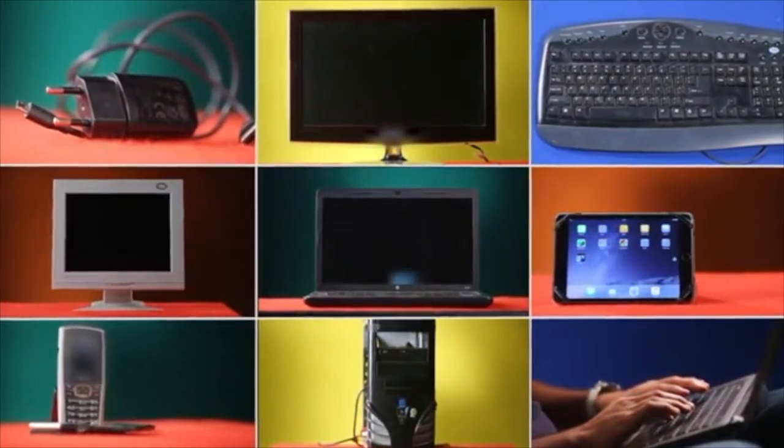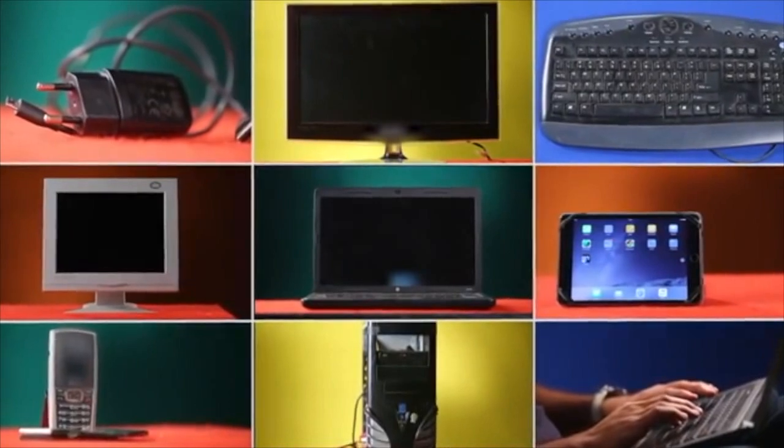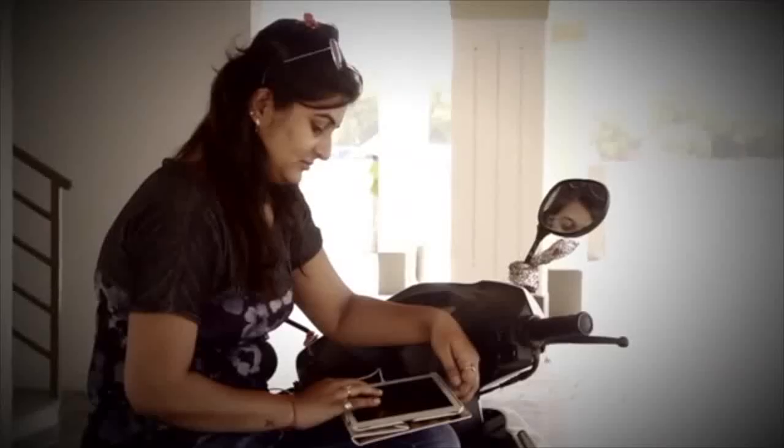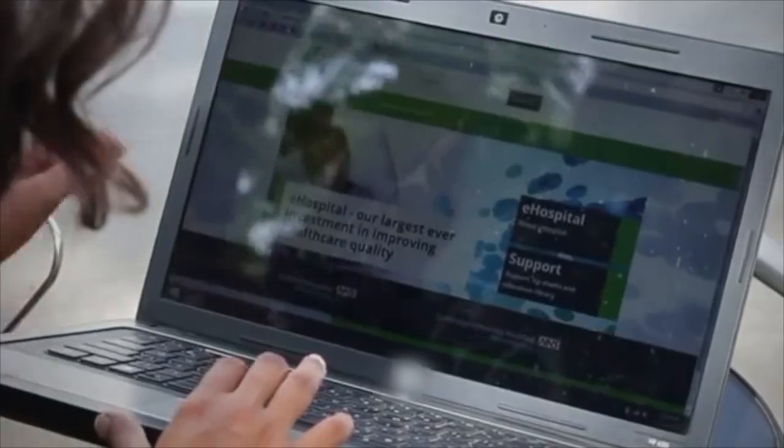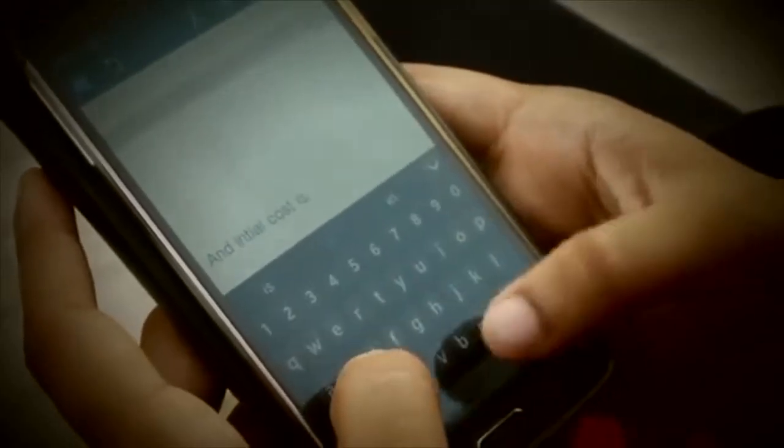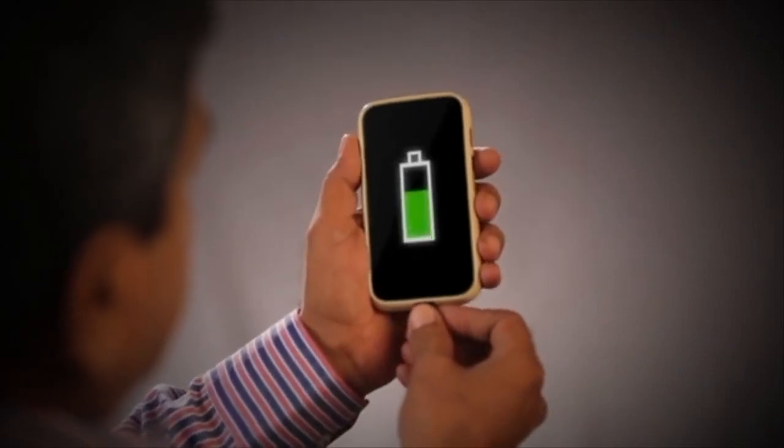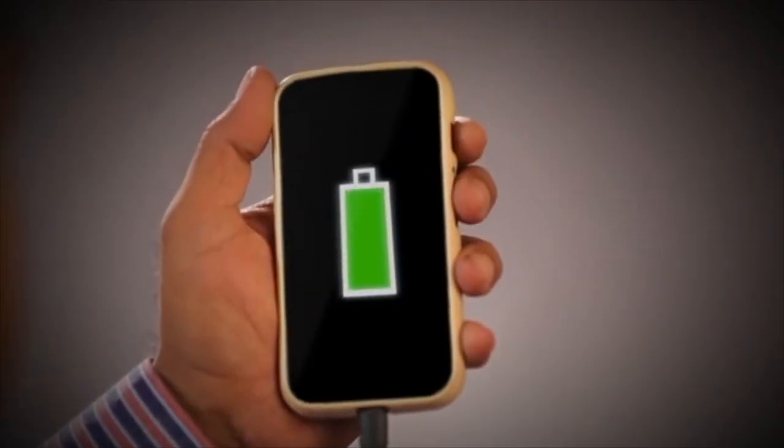Here are the things that have become an integral part of your life, without which you can't imagine surviving even a day. Your television, something which makes you smile and cry. Your mobile, your most cherished companion day and night, and your charger, without which your mobile is as good as dead.